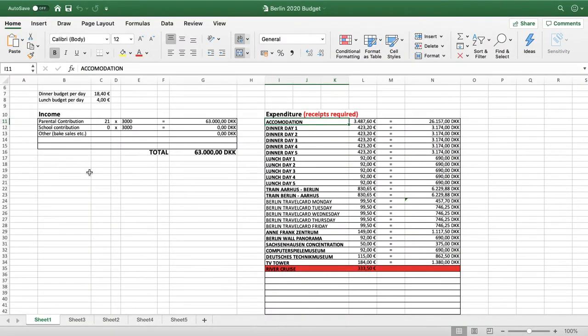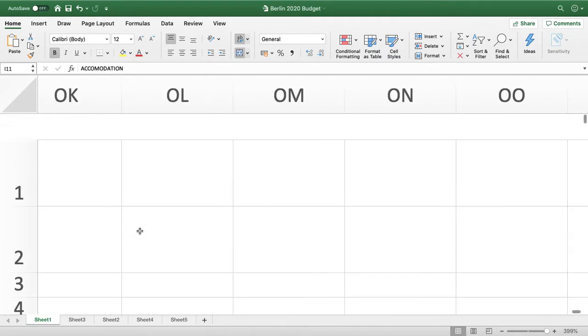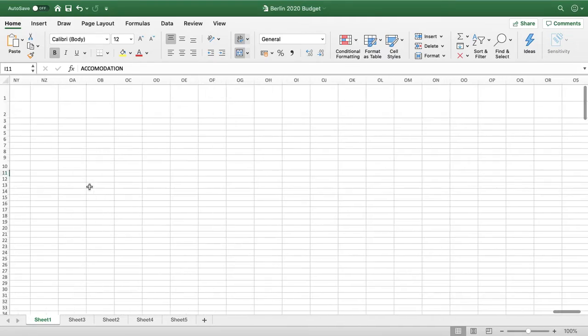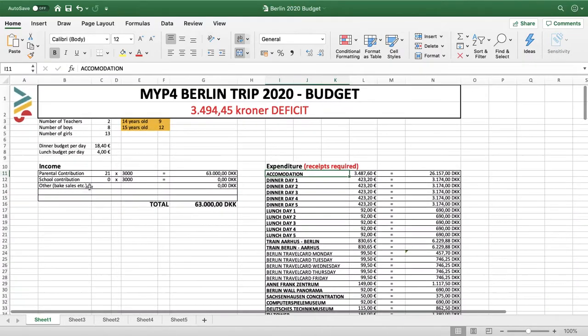Okay, so all of these school trips have to be paid for, and I always make a spreadsheet with the budget. So this is a potential trip to Berlin in 2020 that again never took place because of COVID. But let's just zoom in on this and have a look at what I did. If I can find my way around this. Here we go.